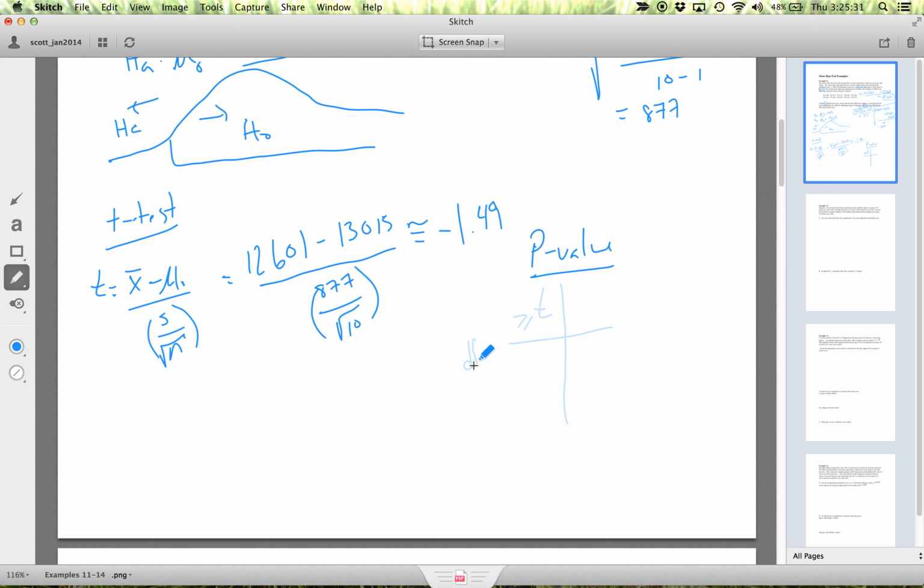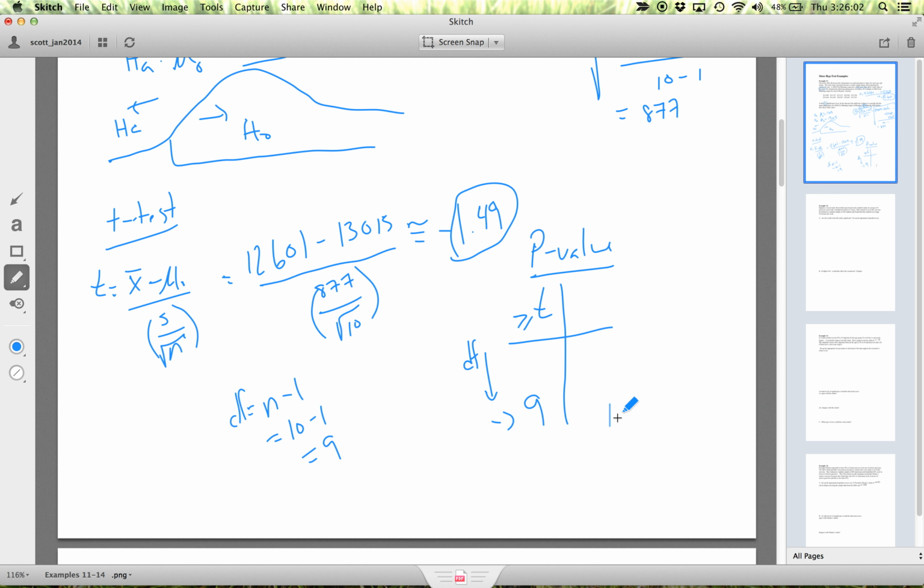Remember, in t-tables you've got degrees of freedom down the side. For a t-test, the degrees of freedom is always n minus 1, so that would be 10 minus 1, or 9. The degrees of freedom we're playing around with here is 9, and we want to find this value, 1.49, in this row and see what happens.